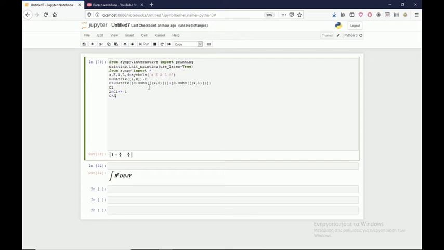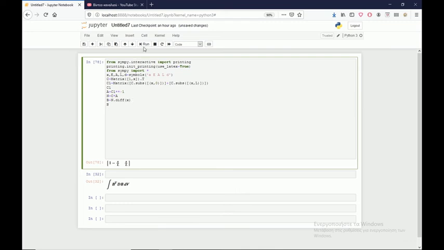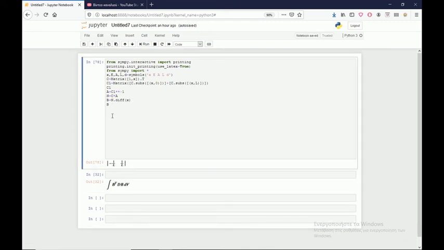So let's call this N. N is the most common letter to describe the shape functions. And we need to differentiate it with respect to x. So B is going to be N diff x. And let's see what happens. You see N has been differentiated, and we get this matrix. So we got B, we got D, and we got B as well.